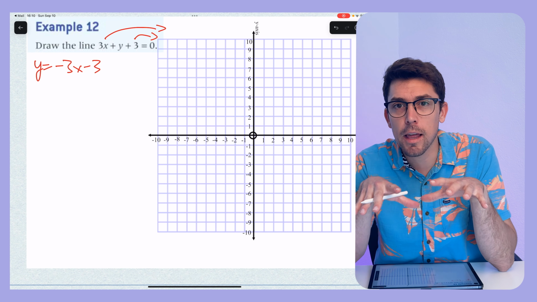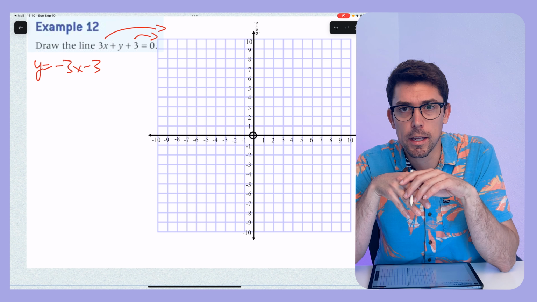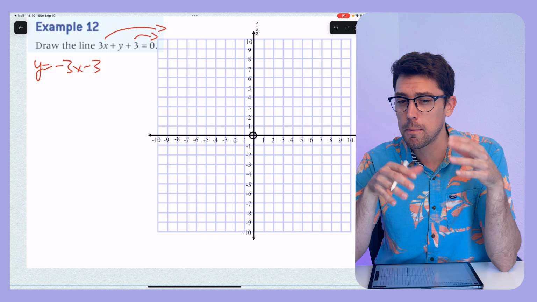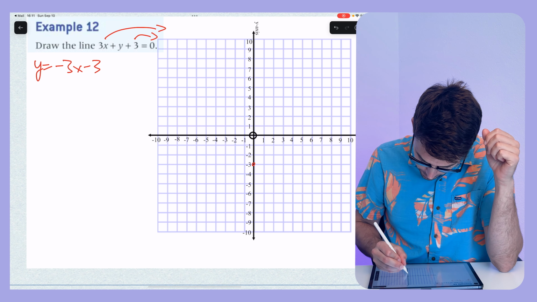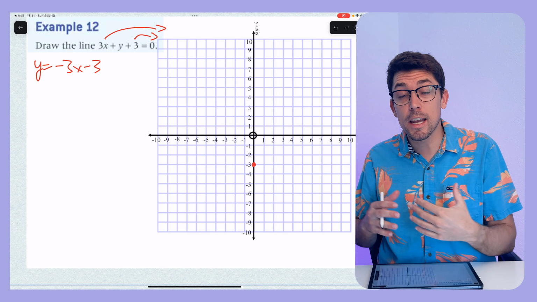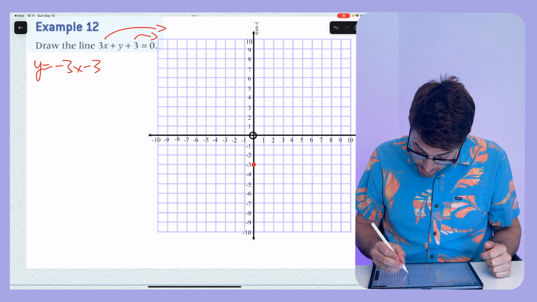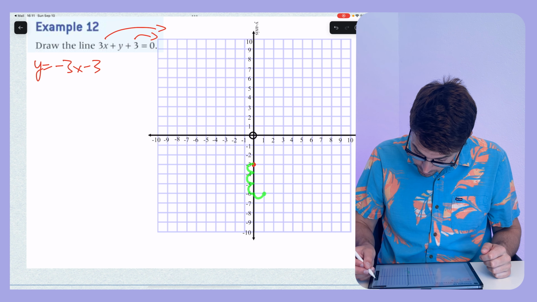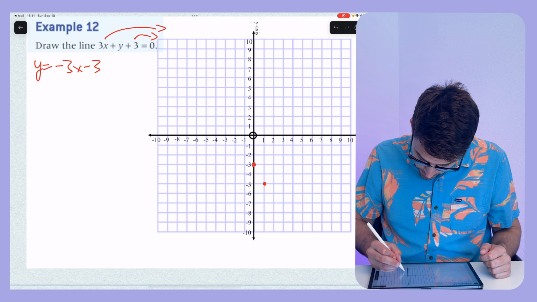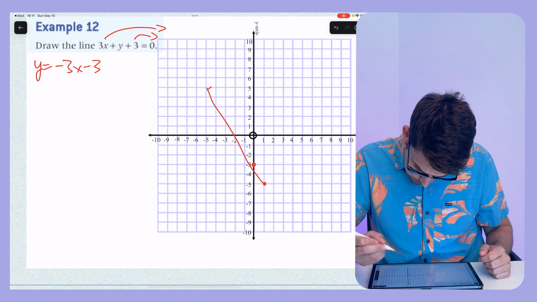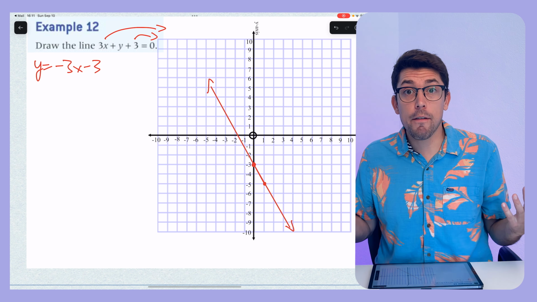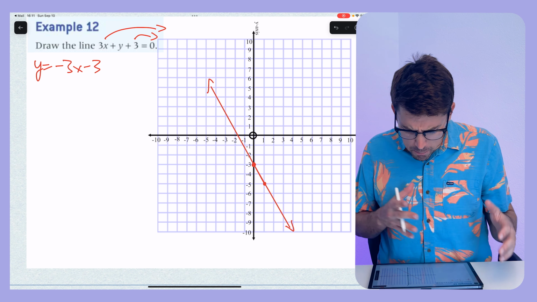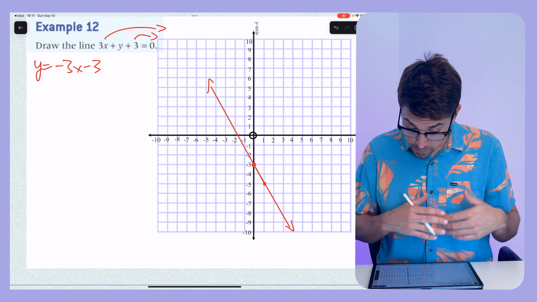And just by using that little trick, I can now graph this one really easily because I know that my y-intercept is going to be negative 3. Put that right there. And my slope is going to be negative 3, meaning I'm going to move down 1, 2, 3, and over positive 1 right there. And there you have it. That's how you can go from something that looks a little bit unfamiliar into something that looks quite familiar, hopefully, and graph it really easily.